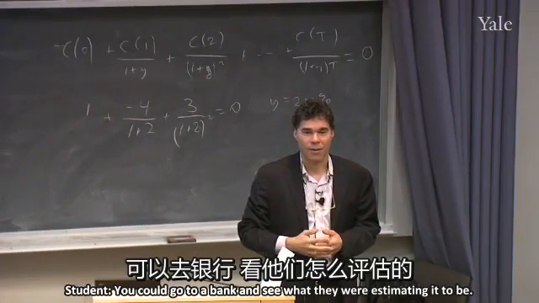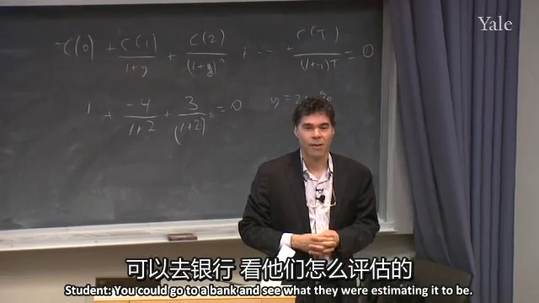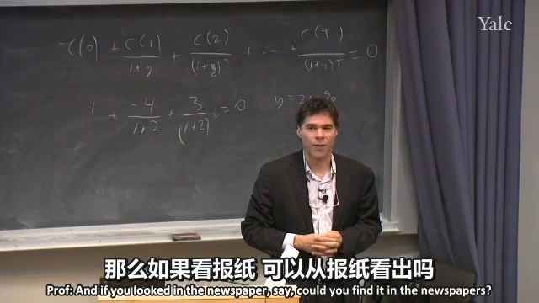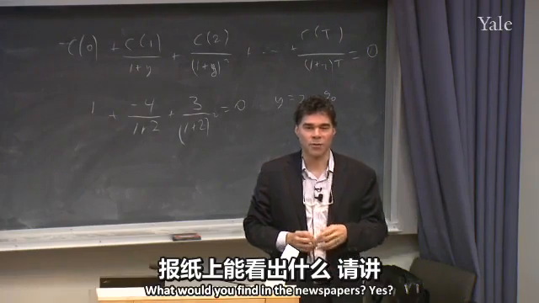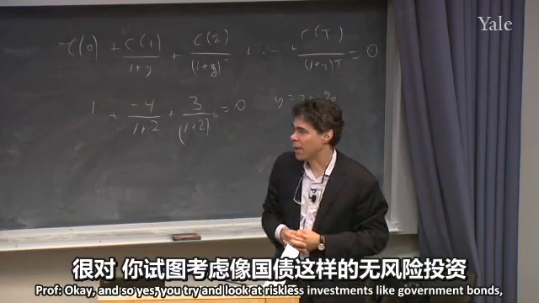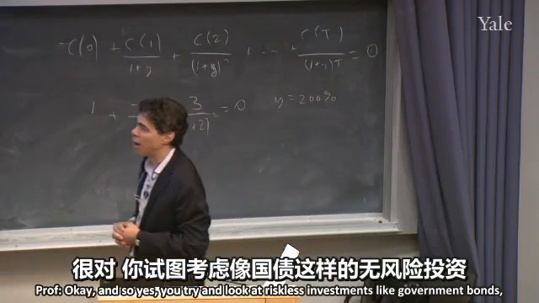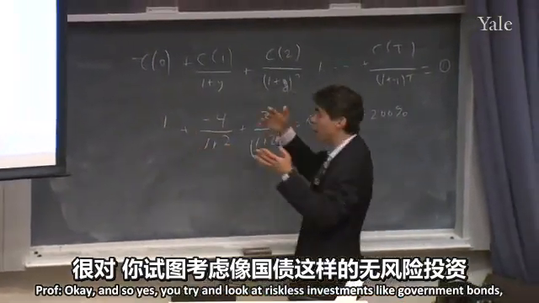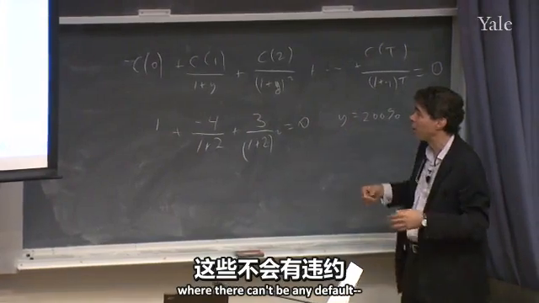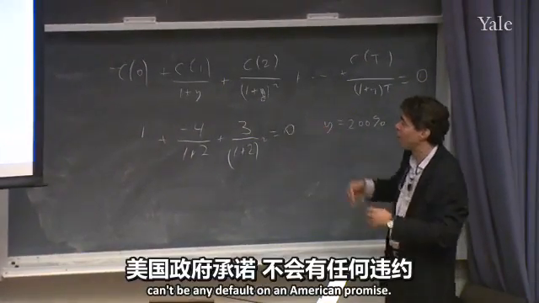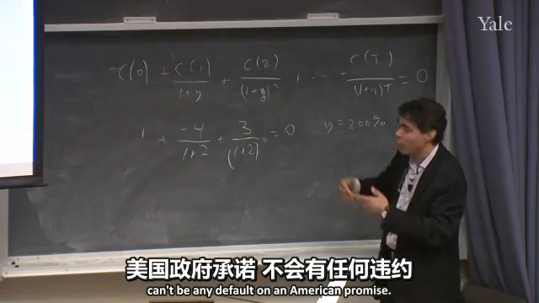You could go to a bank and see what they were estimating interest would be. And if you looked in the newspaper, could you find it? What would you find in the newspapers? You want to find a riskless investment, like a T-bill. So you try and look at riskless investments like government bonds where there can't be any default. At least that's what they always used to say. There can't be any default on an American promise.